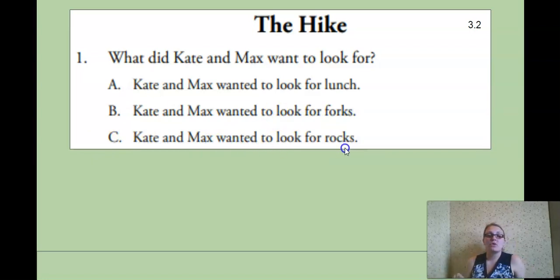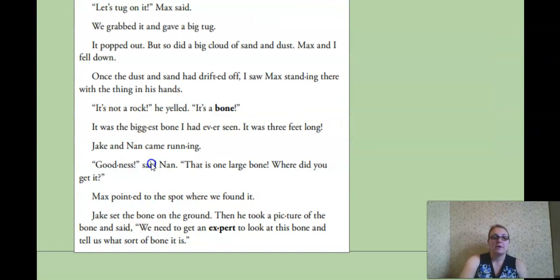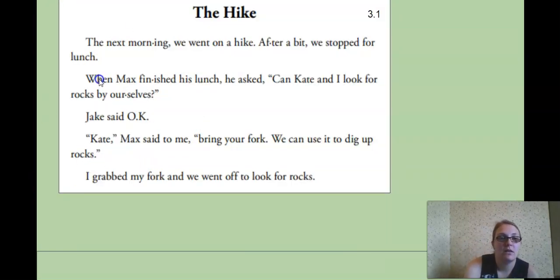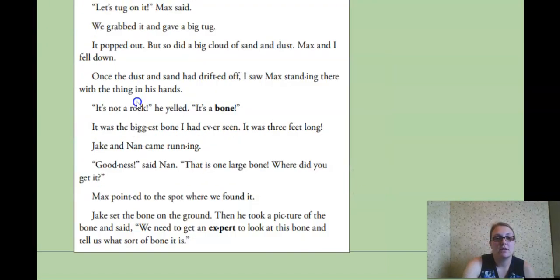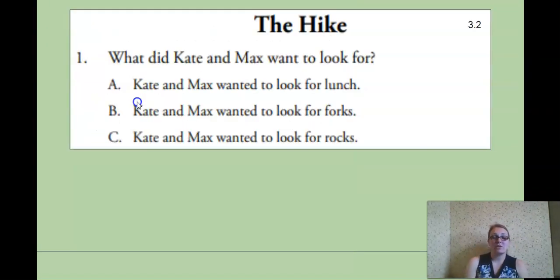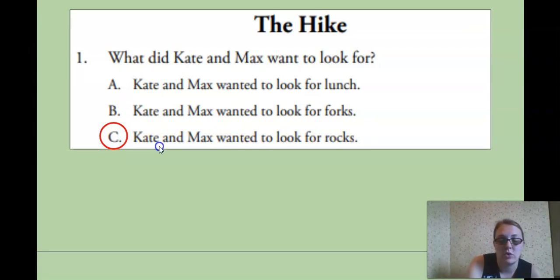Okay, remember in the story, they were eating lunch and they asked if they could go look for something. If they were already eating lunch, they were not looking for lunch. They were looking for something. Were they looking for forks or were they looking for rocks? Let's see. When Max finished lunch, he asked, "Can Kate and I look for rocks by ourselves?" And if we remember, they took their forks with them, so they weren't looking for forks. They wanted to look for rocks. So C is the correct choice.